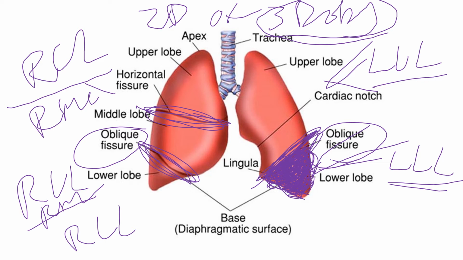When we get into x-rays down the road, we'll talk about a sulcus sign and what that means, and how we can tell on an x-ray if it's the right middle lobe versus the right lower lobe. We'll get there eventually, but I want you to understand the oblique fissure in the right lung, separating the right upper and middle from the right lower.